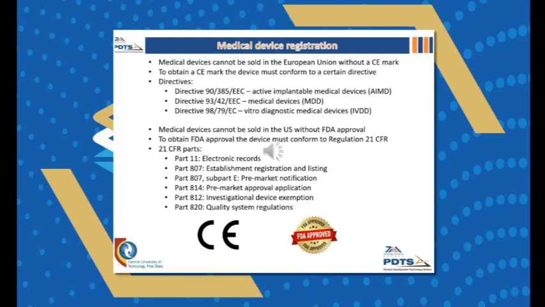Regulation 21 is actually the Code of Federal Regulations Title 21, and there are a few parts in that code. The most important parts are Part 11, which talks about electronic records. You have Part 807, the establishment, registration and listing. Part 807 subpart E, pre-market notification. And Part 814, pre-market approval application. Part 812, investigational device exemption. And Part 820, quality management system regulations.